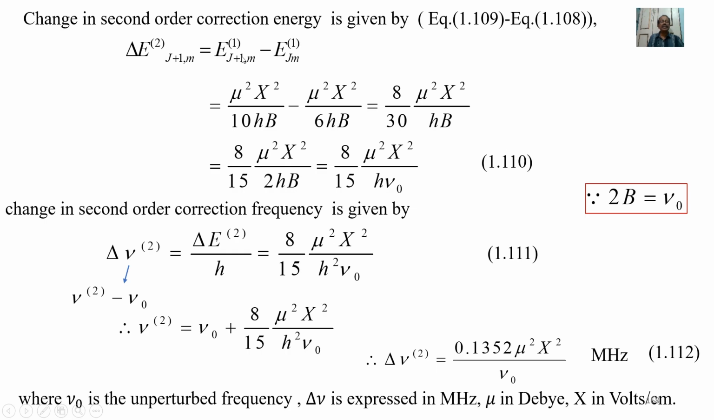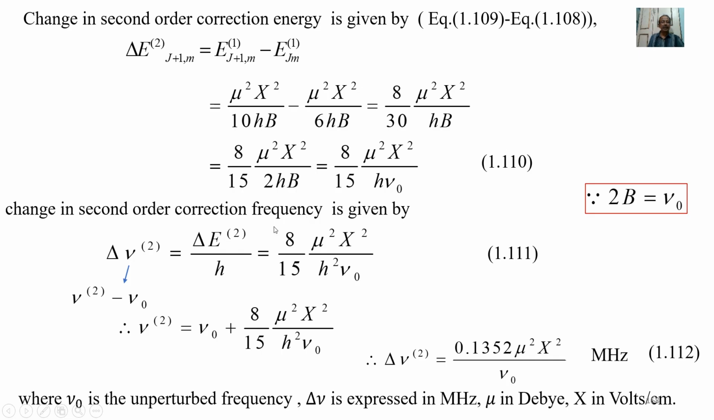Let us subtract. The expression for this term is given by this, and this term is given by this. Now take the LCM, you will get 8 divided by 30. 8 divided by 30 can be written as 8 divided by 15 multiplied by 2. And 2b is nothing but mu naught, which you already studied earlier. So the change in second order correction energy is given by 8 divided by 15 mu square x square divided by h mu naught.